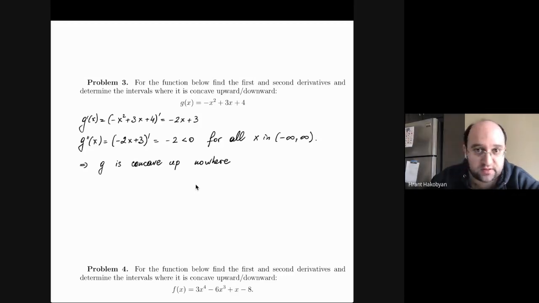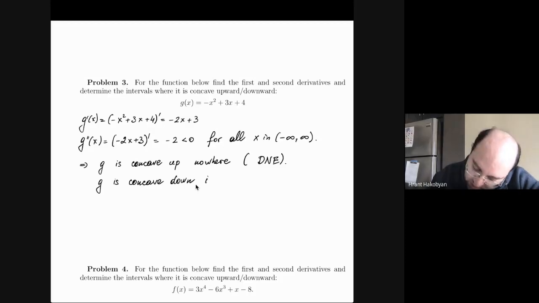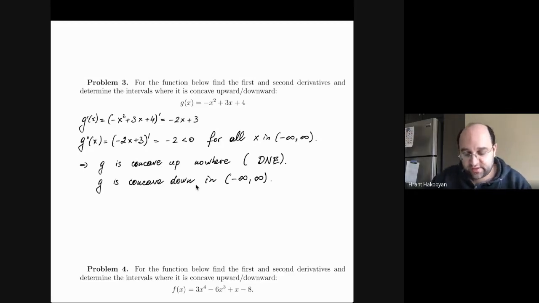I think in some of your homeworks it says find the interval, so the interval doesn't exist. So the answer in that case would be does not exist. Okay, and g is concave down in the whole interval negative infinity to infinity. Okay, so those are my intervals where the function is concave up or concave down. Any questions?